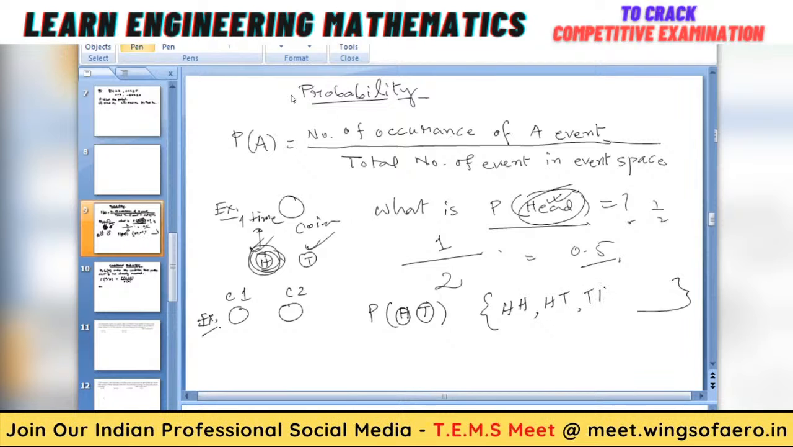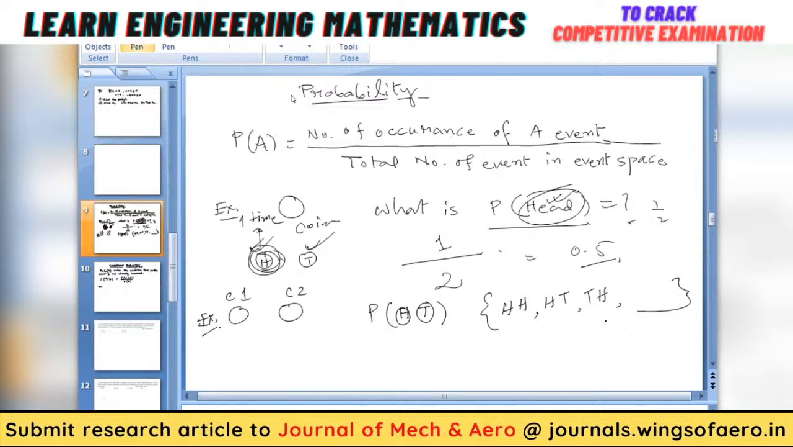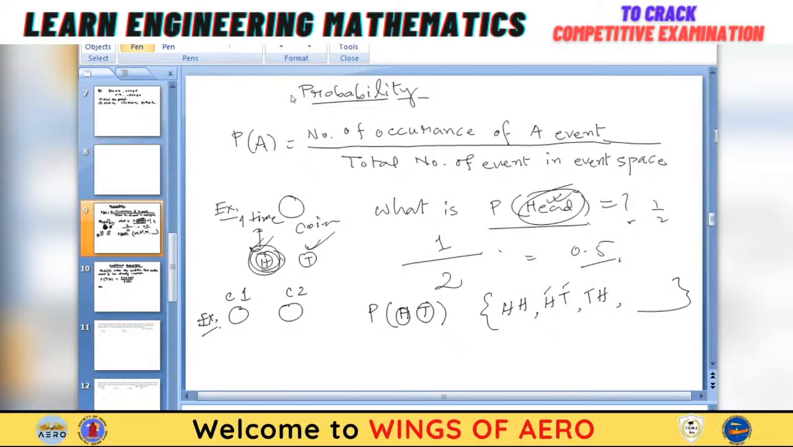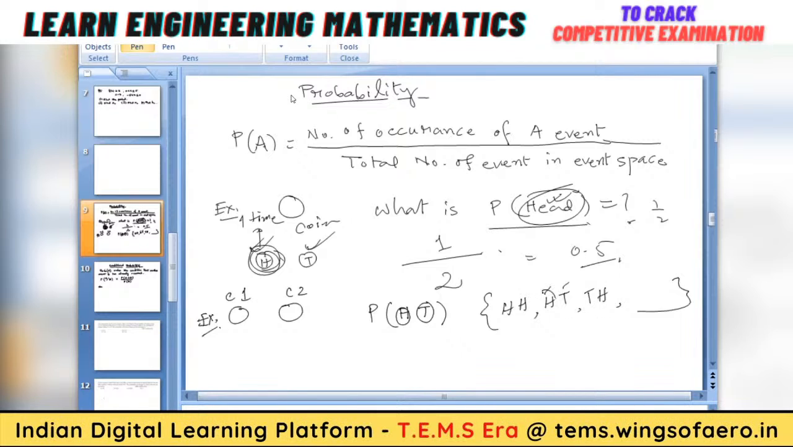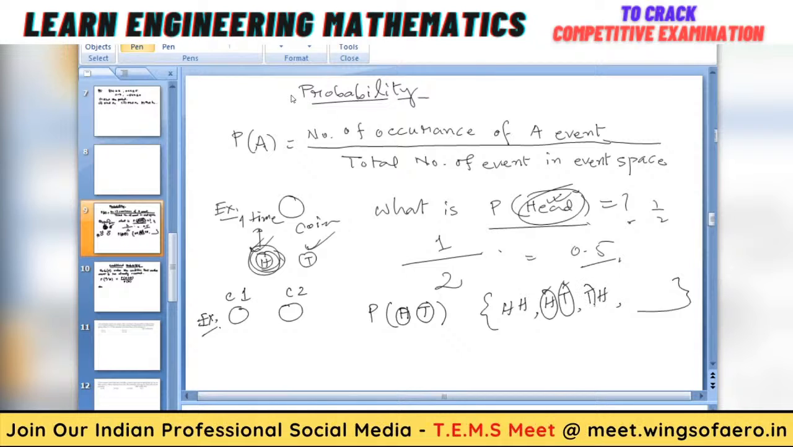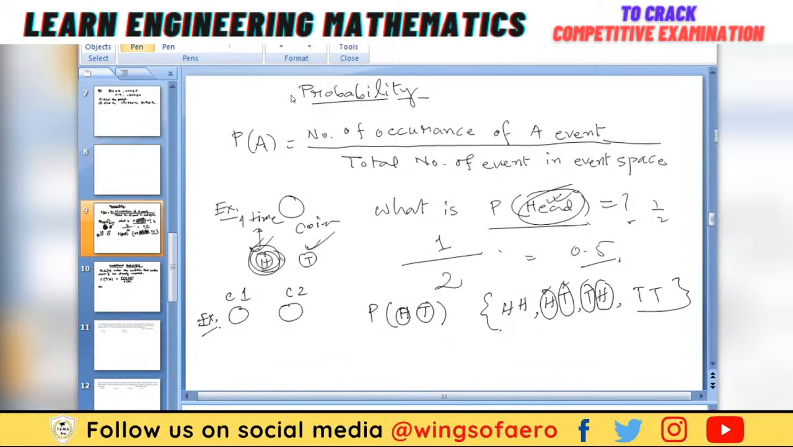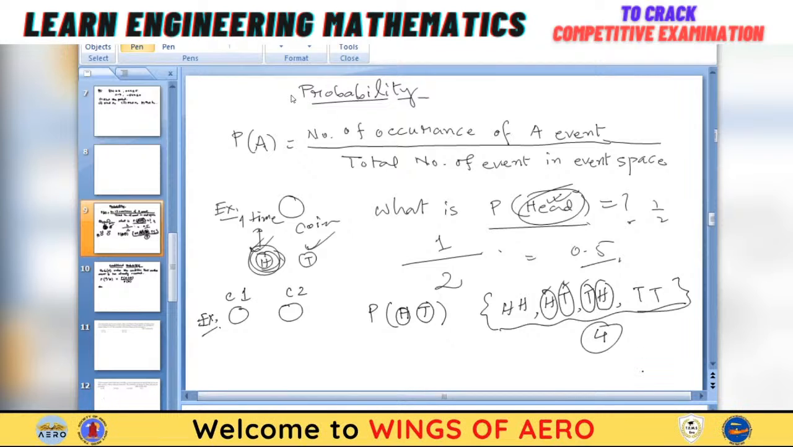Okay, tail head. Suppose I am tossing one coin in my left hand and another coin in my right hand. If my left hand coin is head, my right hand coin is tail. Similarly, the opposite case: left hand coin is tail, right hand coin is head. So both are possible. Next, another one is tail, tail. So 4 events are there. Total number of events in the event space will be 4.